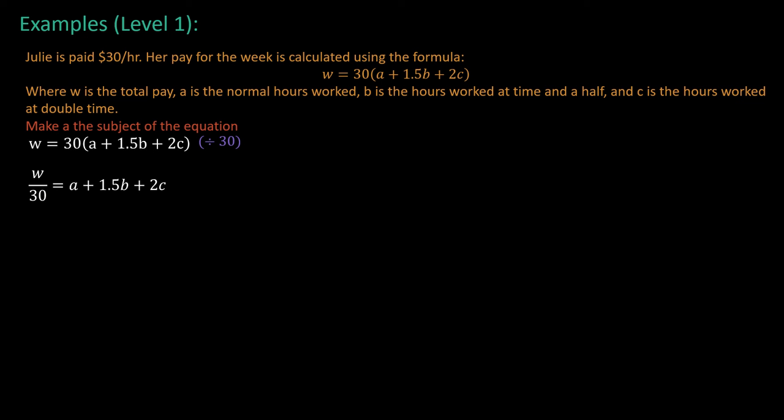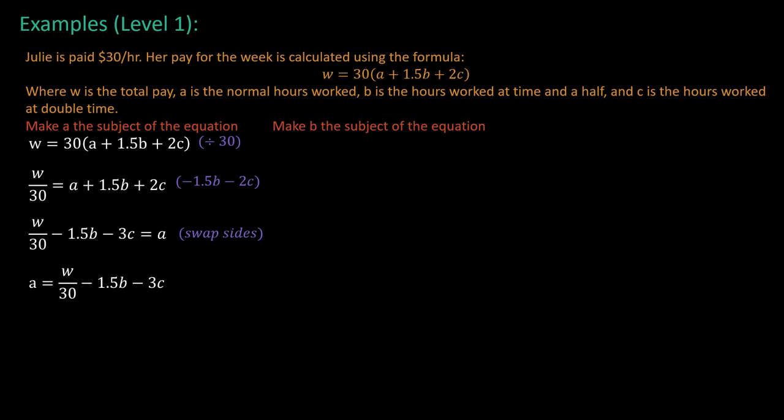So we're going to take both of them off at once. No need to do them one at a time. We're just going to take it all away so we get A by itself. Now remember, these do not have anything to do with the fraction. They don't go on the top or the bottom. They're just going right next to it. So we have W over 30 minus 1.5B minus 3C equals A. We're just going to swap the sides, and that is our equation with A as the subject.